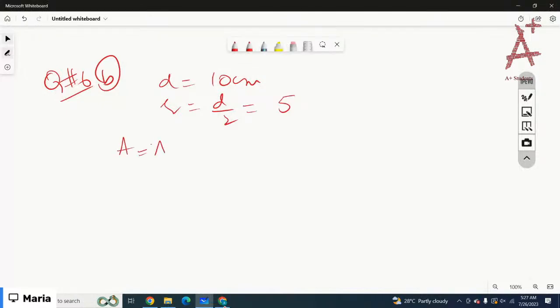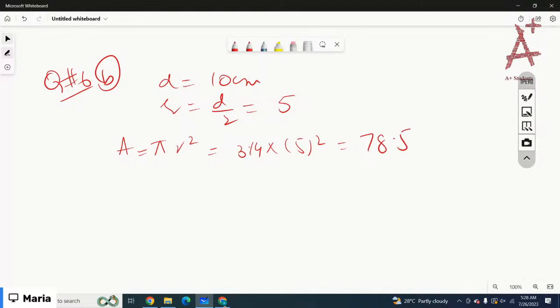First, you have to calculate the area of circular face. That is pi r square. So it would be 3.14 times 5 square. 5 square is 25. So 25 times 3.14 is 78.5.